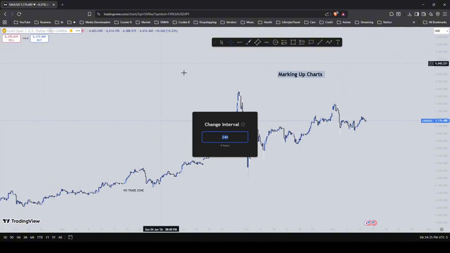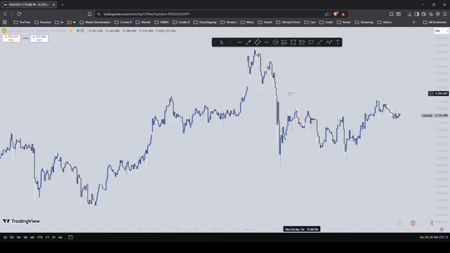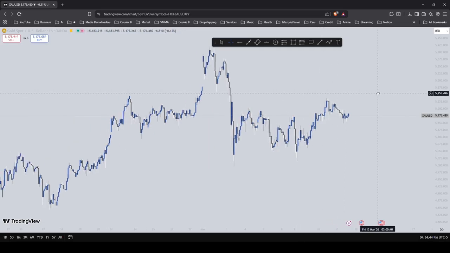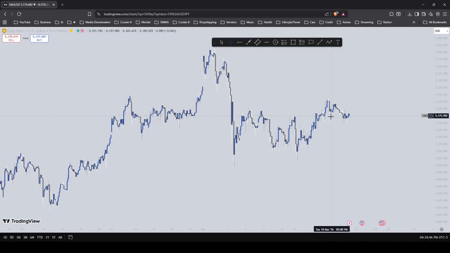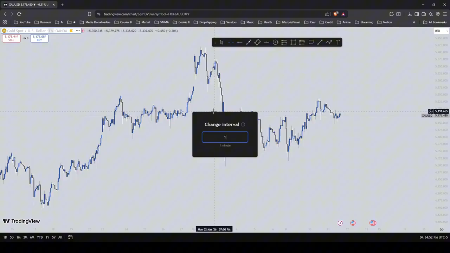Even the 1 hour looks cleaner than the 5 minute I just showed you. So let me go to the 1 hour. Even the 1 hour looks more complete and full. You can just tell which direction the market is going, which direction it wants to go, where's your support, where's your resistance. It looks cleaner. And one more example, I can even go down to the 1 minute.